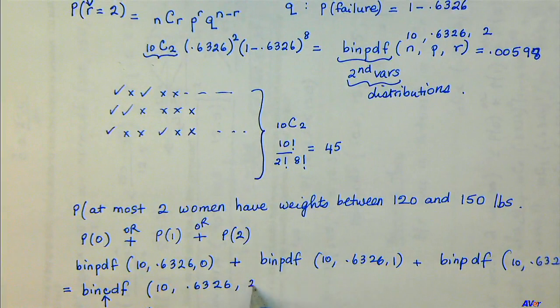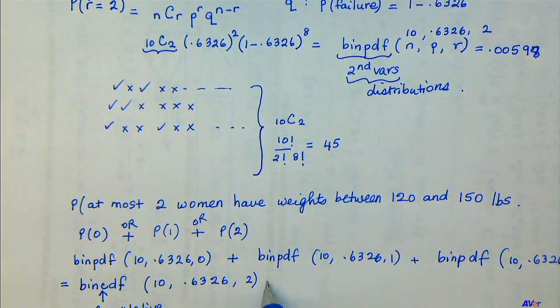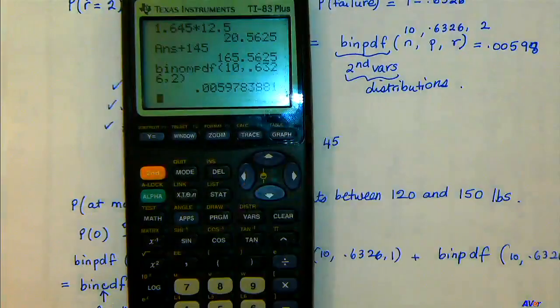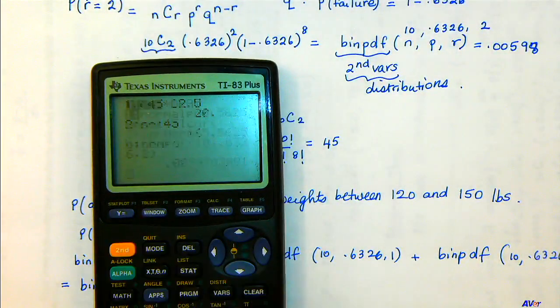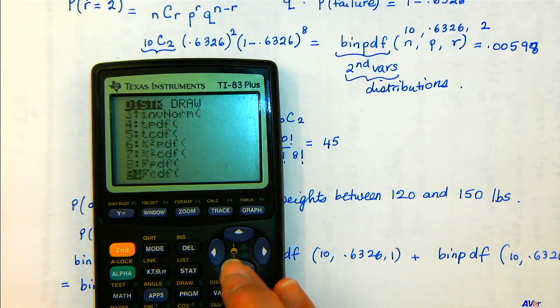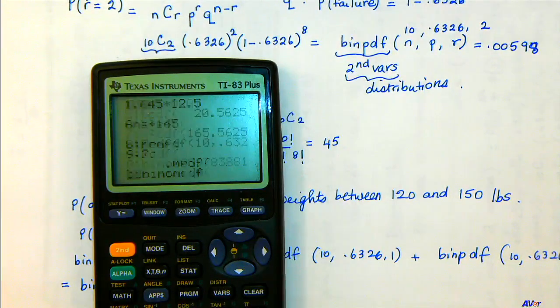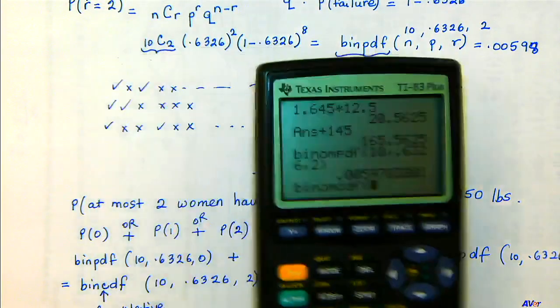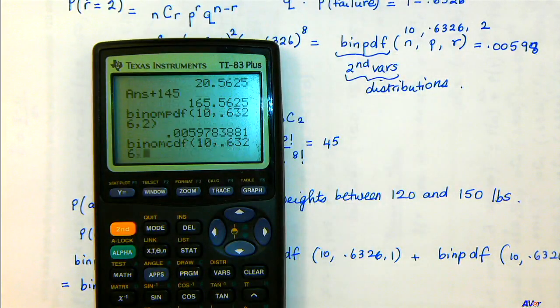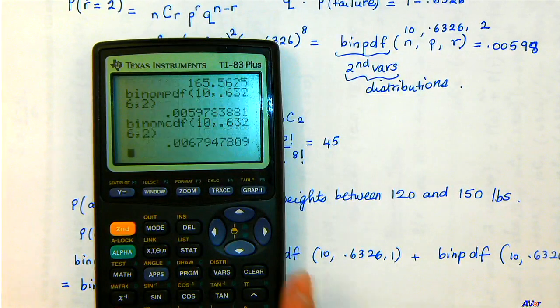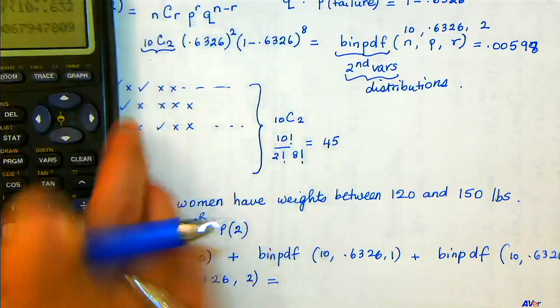So that would be 2. And that would be your answer. So let's do it. Second, VARS, binomial CDF this time for cumulative, and 10, comma, 0.6326, comma, 2. 0.00679.